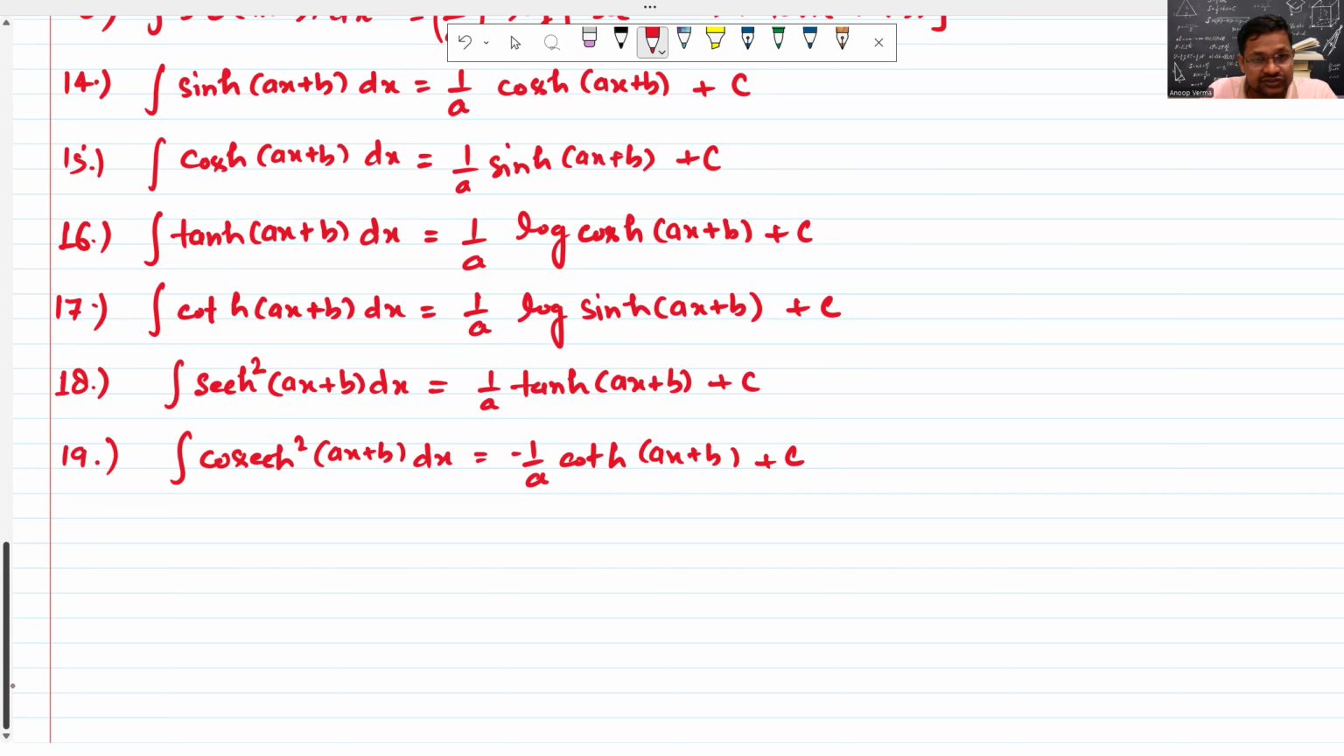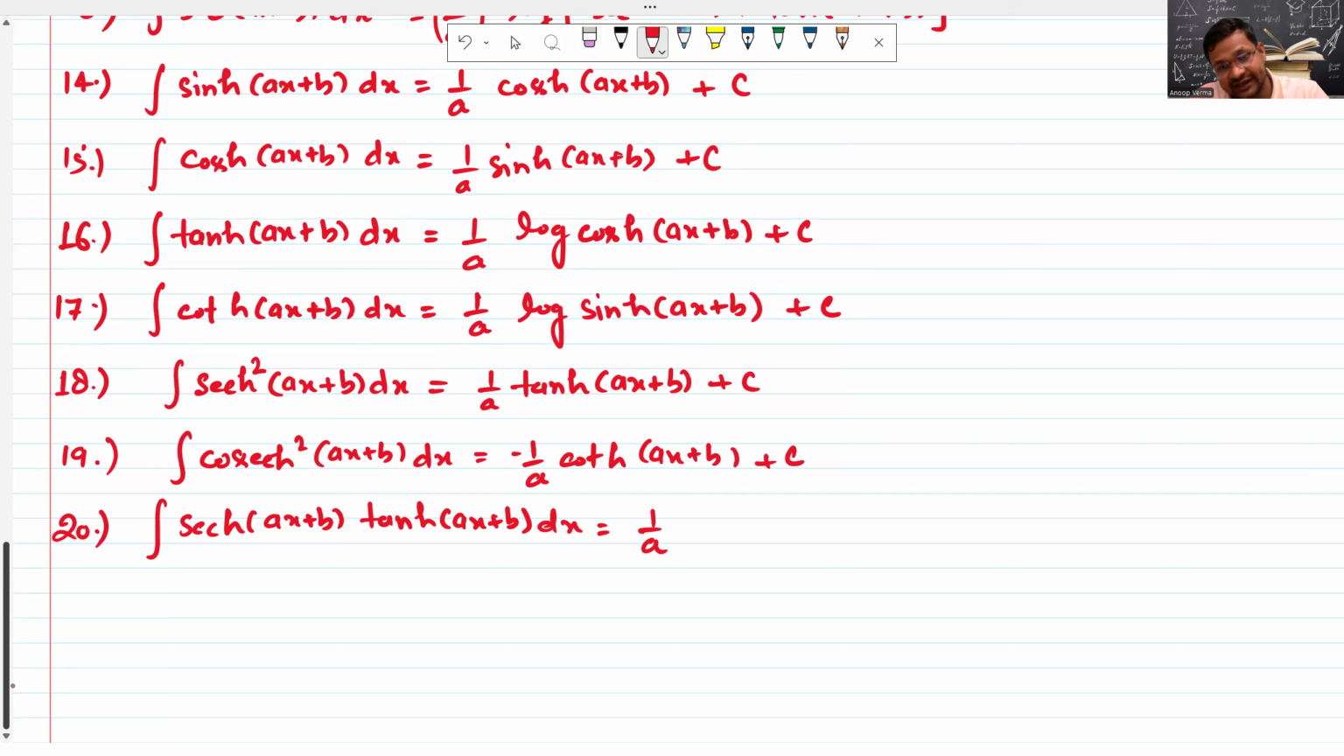Then we have the 20th formula. You can just go through all these formulas. You just read one and write by yourself also, then you will be able to remember them, because without the formulas you cannot integrate any function. So this is sech(ax + b) tanh(ax + b) dx, which is equal to 1 upon a sech(ax + b) plus c.